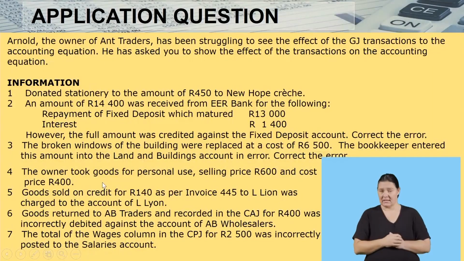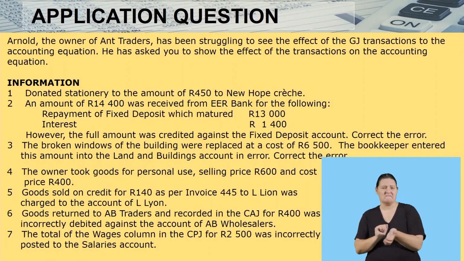Before the ad break, we were able to prepare the general journal. We corrected some errors, and we were also able to record donations as well as drawings. With me here, I have an application question. Let us see what it wants us to do. It says we've donated stationery, and then there is a fixed deposit that matured, but it was incorrectly recorded. This question wants us to record the correction of these errors or the effect of such errors on the accounting equation. Let us quickly see how we can do that.